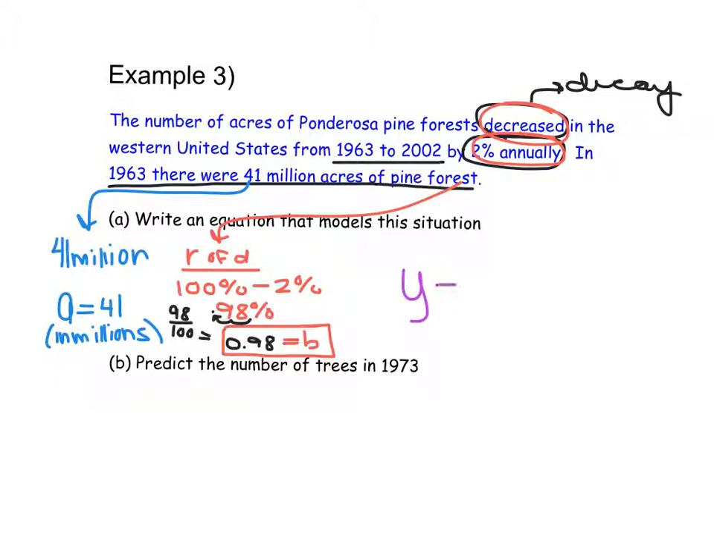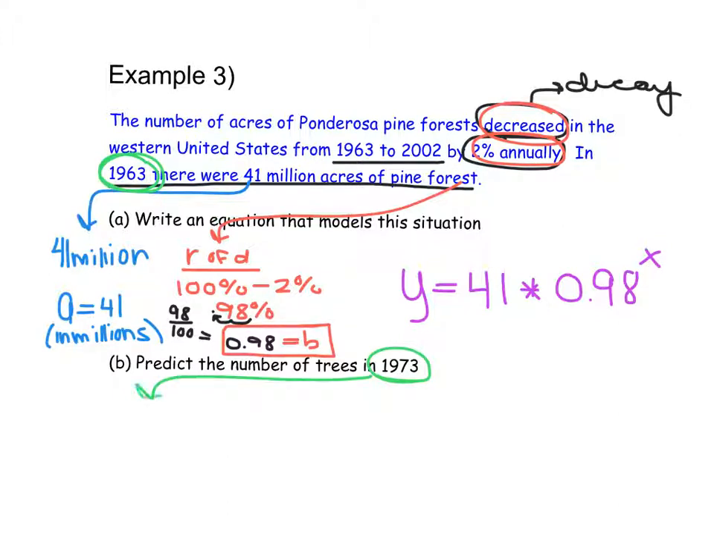We have y is equal to 41 times 0.98 to the power of x. Now in part B, I'm going to utilize this equation to predict the number of trees in 1973. And note that I started in 1963, so in 1973, 10 years have gone by, or 10 years have passed, so x is equal to 10.